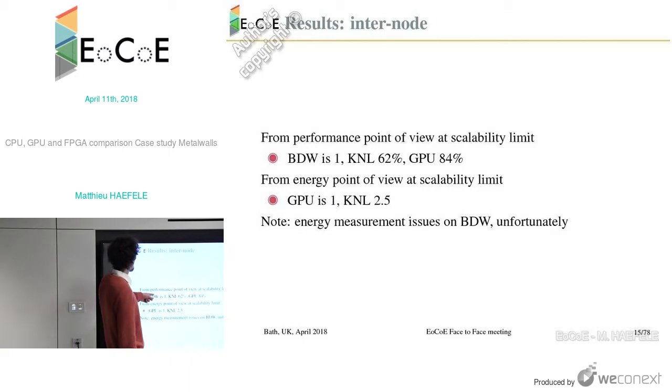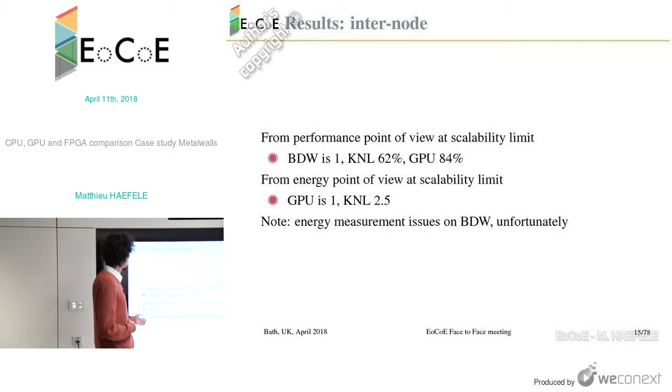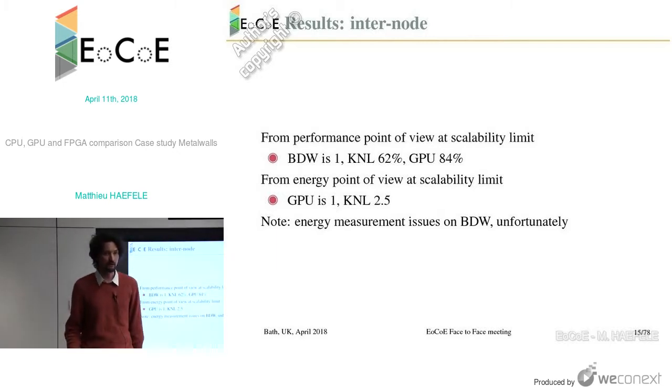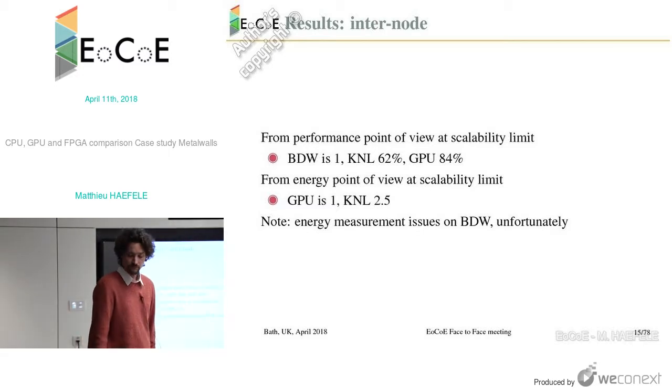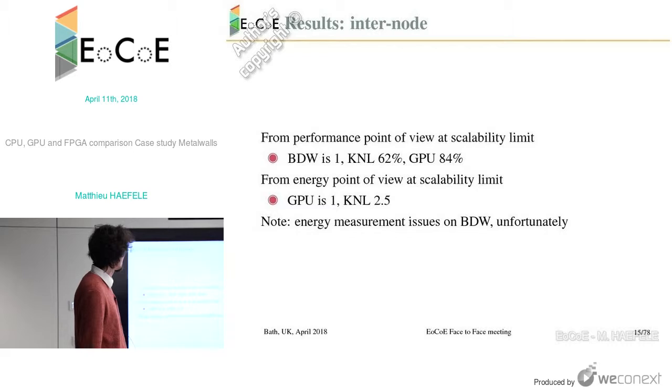So Broadwell is still the fastest. And at scalability limit, KNL and GPU are at 62 and 84% of this amount of performance. And from the energy point of view, unfortunately I don't have the Broadwell figure, but KNL requires 2.5 times more energy than GPU to get the same scientific results. Basically, that's it.